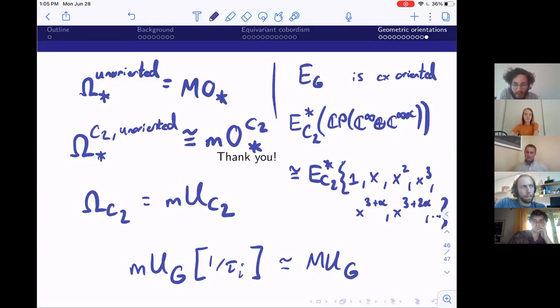Is it naive to call this like a, I don't know, a C2 formal power series ring in one variable? I think it's suggestive. Maybe I won't do it now because I don't have the details to fill in, but that's right.